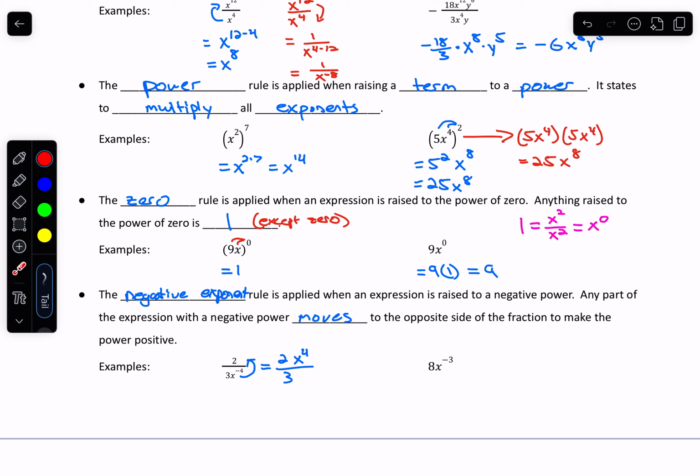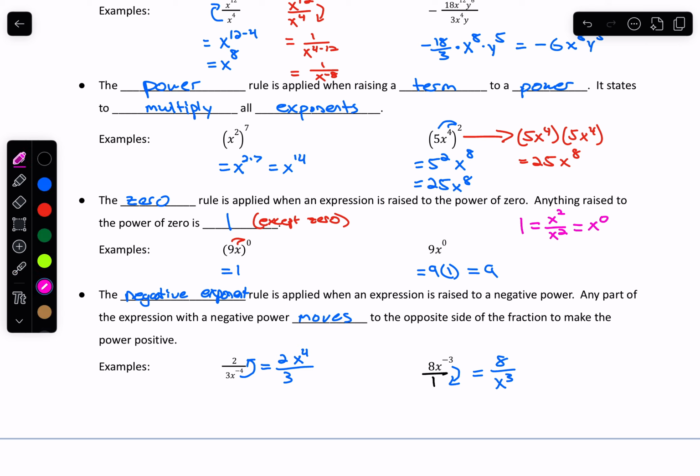All right. Next, we have 8x to the power negative 3. If I move the x to the negative 3 to the denominator, remember that 8x to the negative 3 is really over 1. We just don't write the 1 when it's the denominator. This is going to be equivalent to 8 divided by x to the power positive 3. So when I move that x to the negative 3 down to the bottom, the new exponent is positive 3. It changes sign.